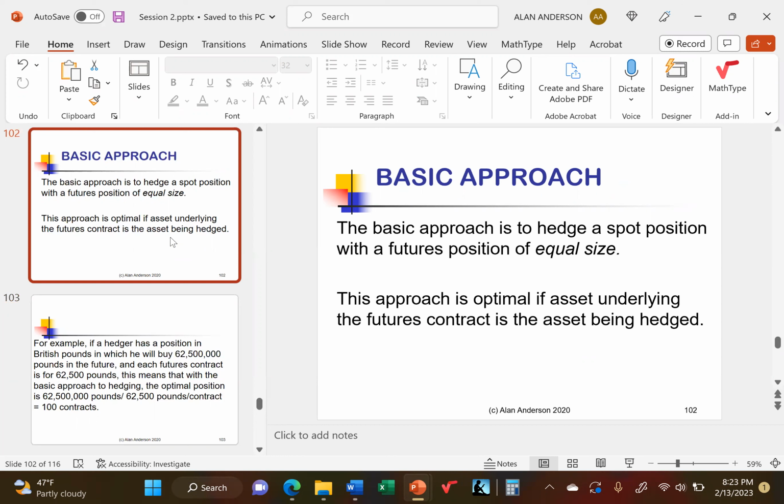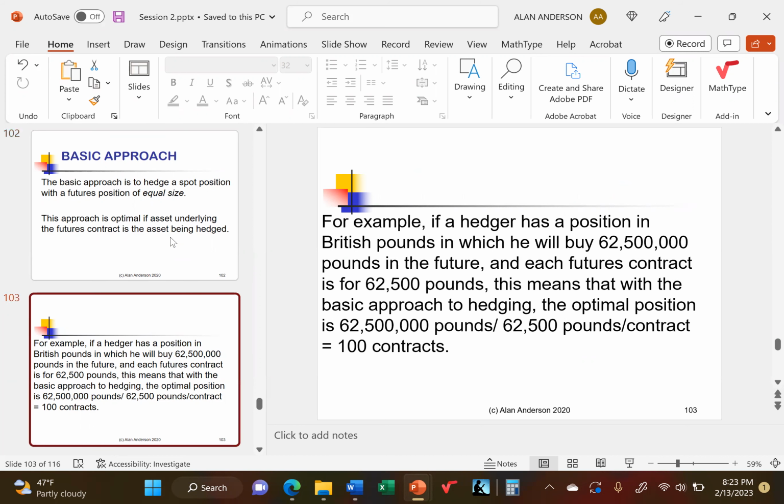the same size. So in other words, if you're hedging British pounds, and let's say your exposure is to 62,500,000 pounds, and each futures contract is on 62,500 pounds, then what you should do is buy 100 contracts. So that way your exposure and the number of contracts are both written on 62,500,000 pounds.